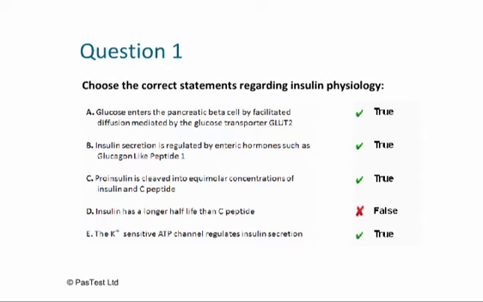C is also correct as proinsulin is cleaved into equal proportions of insulin and C-peptide. However, C-peptide has a much longer half-life than insulin, which has a shorter half-life at about 5 minutes. Therefore, D is incorrect. The potassium-sensitive ATP channel regulates insulin secretion, as we will see in the next slide.